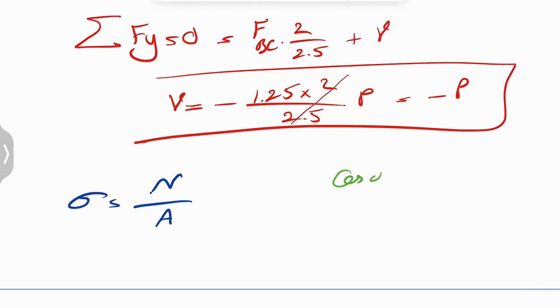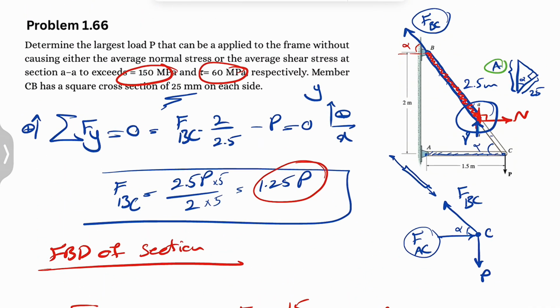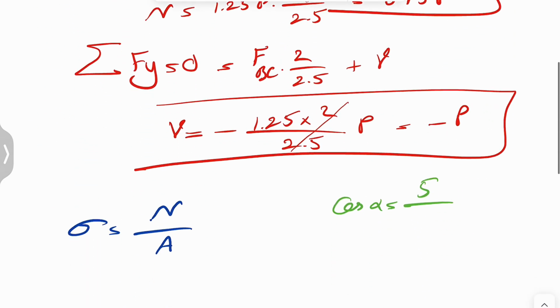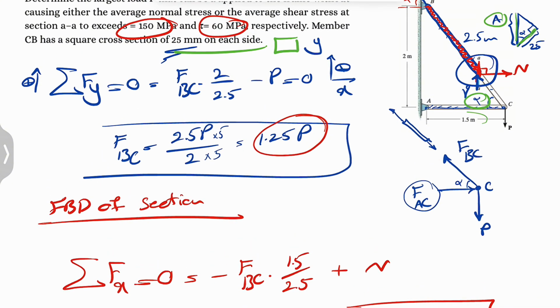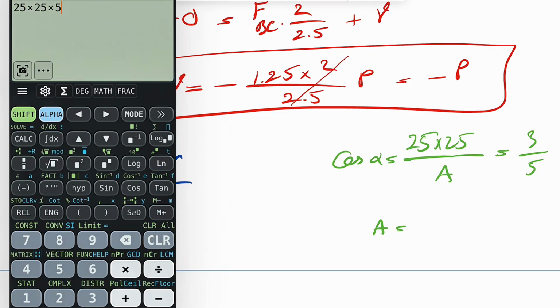So cosine of alpha would be 25 over the side, and since we are dealing with a square, the other side here would be 25 too, because we know the section is 25 by 25, so the area is 25 by 25, and this is going to give us the area. And the cosine of alpha, from this dimension, we know is 1.5 over 2.5, or 3 over 5. So we can find the area in here, basically 25 times 25 times 5 divided by 3.